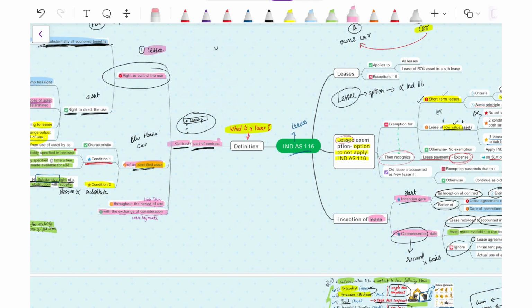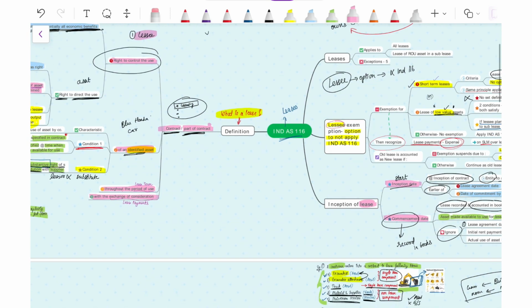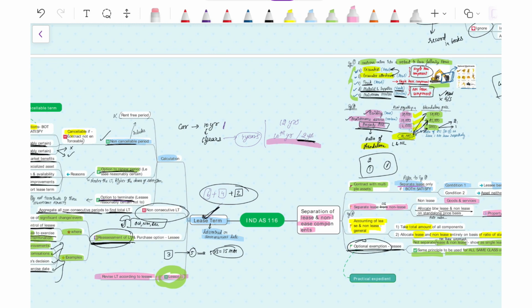Yes. So until now what we have read, I'll just go through again. We understood about the exemption option. We understood about dates. We then understood what is a lease. We saw lease and non-lease components. And then we understood about lease term. So these were all that we have understood until now.